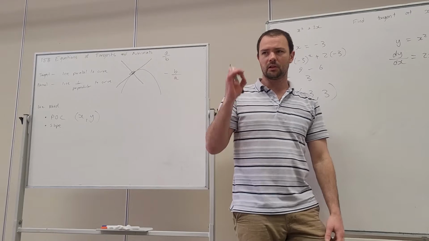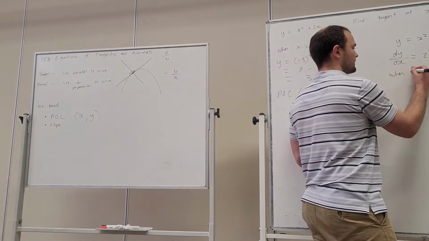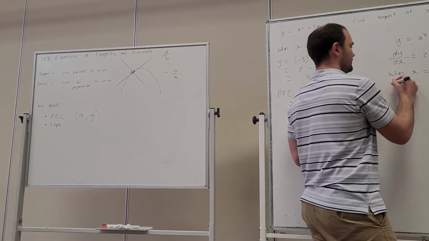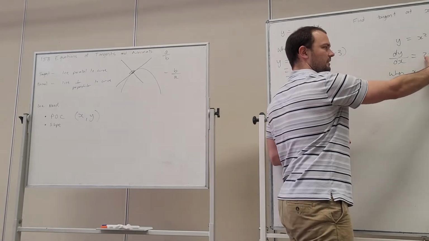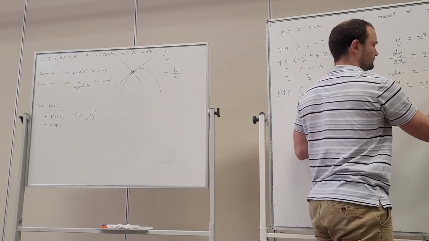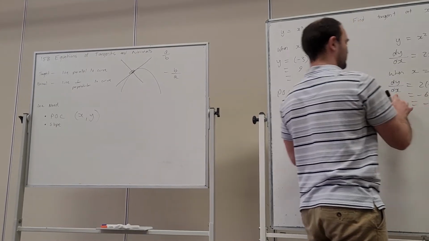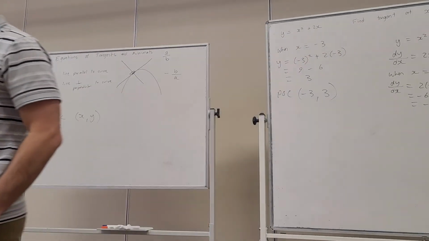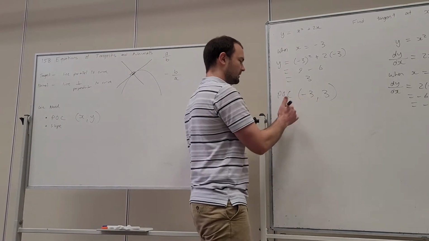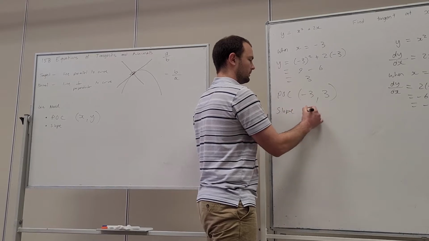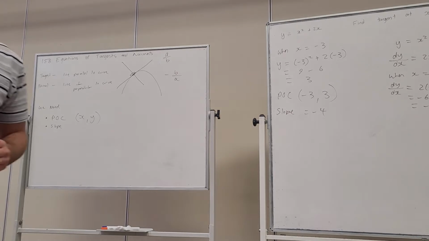But we want to know the slope when x is minus 3. So when x is minus 3, then dy/dx is going to be, we're going to put minus 3 into the slope function. That's minus 6 plus 2, that is minus 4. Okay, so we have everything we need. We've got the point of contact, and we have the slope. So that's the new stuff to us, finding those things.